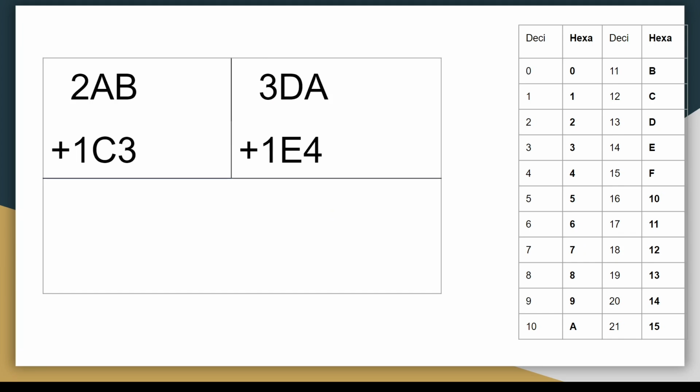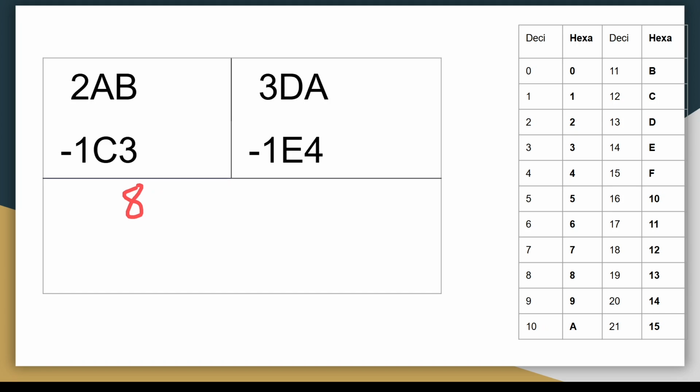Now let's move on to some hexadecimal subtraction. The first example we're taking is 2ab minus 1c3. So b is equal to 11, as you can see in this table. So 11 minus 3 is equal to 8. And remember, it's the same until the digit 10, so we'll just write 8.